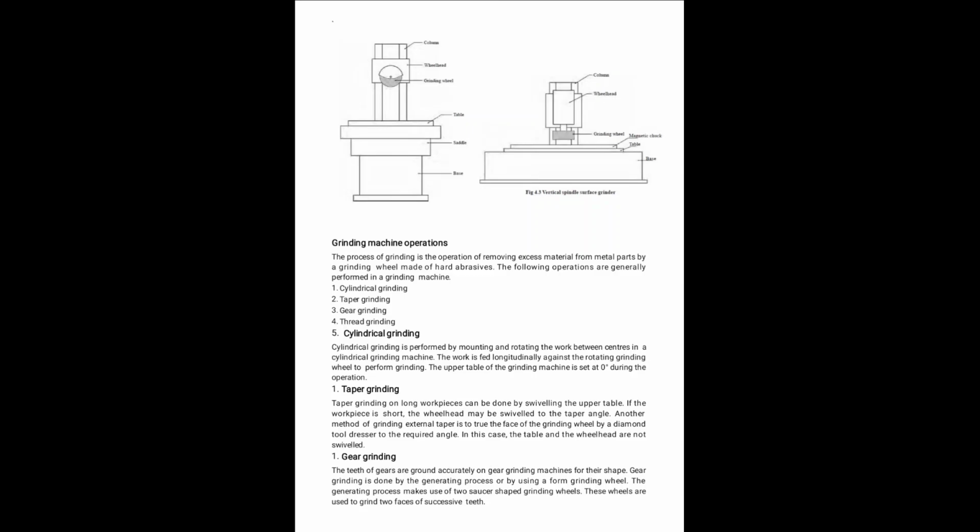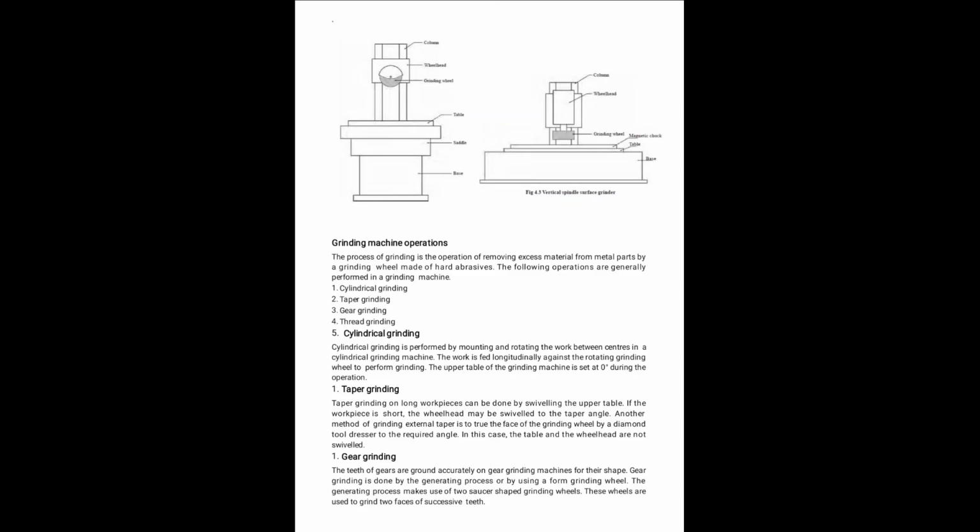Next, grinding machine operations. The process of grinding is the operation of removing excess material from a metal part by a grinding wheel made up of hard abrasives. Different kinds of grinding operations, like cylindrical grinding, taper grinding, gear grinding and thread grinding, are done with the support of grinding machines.